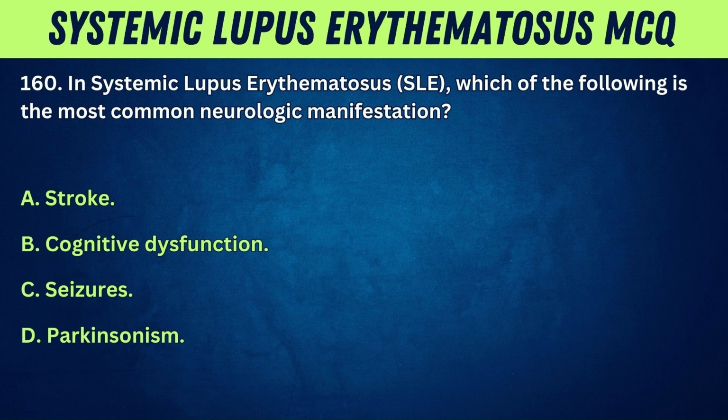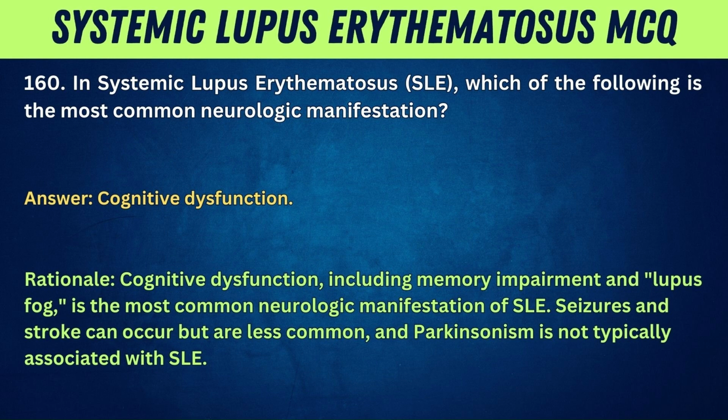160. In systemic lupus erythematosus, SLE, which of the following is the most common neurologic manifestation? A. Stroke. B. Cognitive dysfunction. C. Seizures. D. Parkinsonism. Answer: cognitive dysfunction. Rationale: cognitive dysfunction, including memory impairment and lupus fog, is the most common neurologic manifestation of SLE. Seizures and stroke can occur but are less common, and Parkinsonism is not typically associated with SLE.